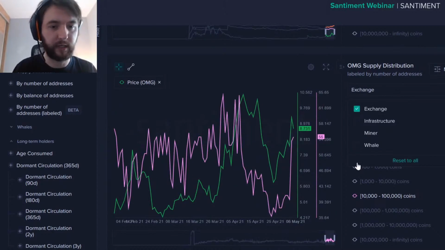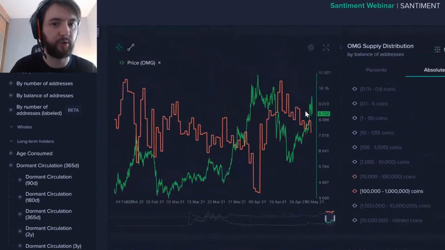Like, for example, if we look at exchange addresses, there we go. We see that the addresses that are growing are addresses belonging to exchanges rather than addresses belonging to whales. So if you want to do a more granular analysis of a particular group of holders and who they actually are, the metric is still in beta, and our labels are still being improved on a daily basis, but I think it's a very good experimental metric to combine with your analysis of supply distribution overall.